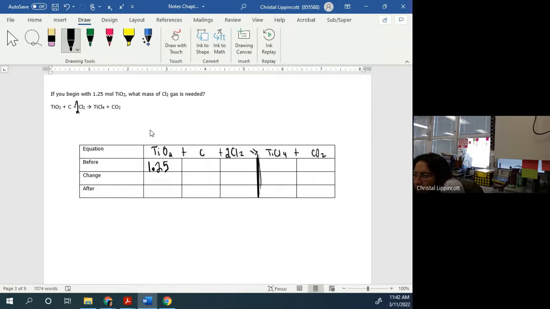How much of this stuff do I have? Did they tell me? Excess. So excess. How about the next one, the chlorine? Excess. Yep. How about the next one, the TiCl4? 0. Why? Because it has to be reduced yet. Right, we haven't made it yet. And then the CO2 is 0 as well.